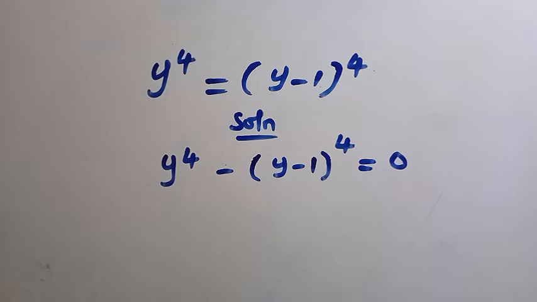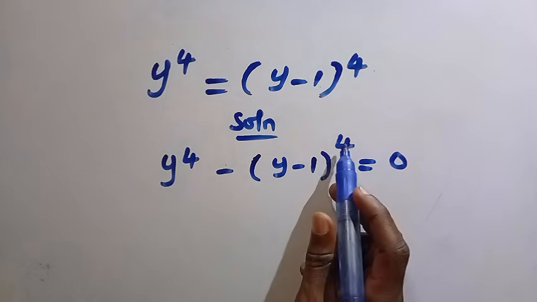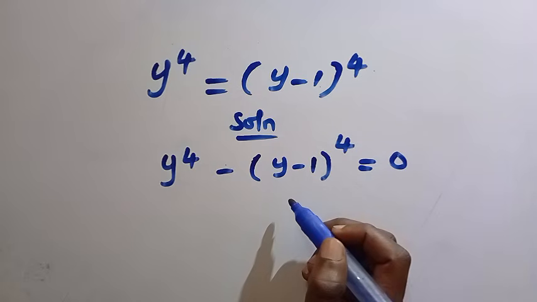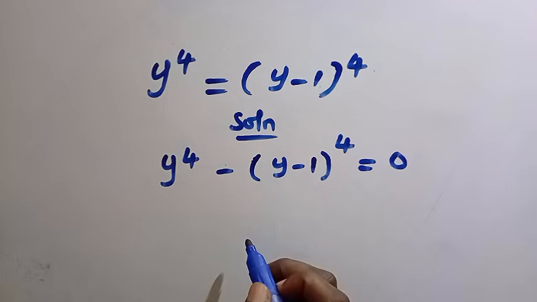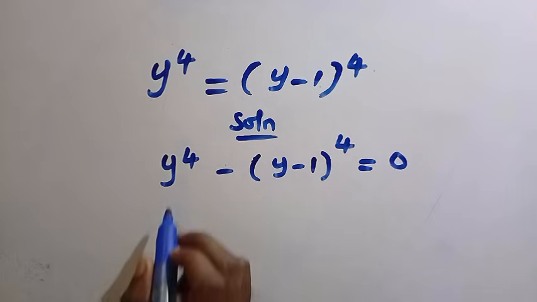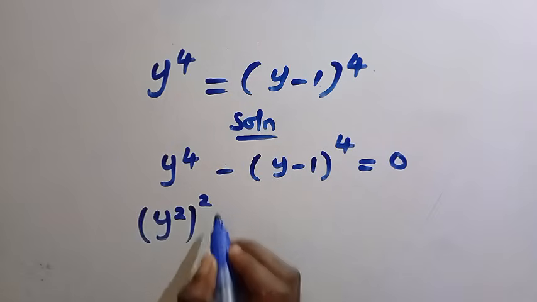Then after getting this, there are different ways we can solve this. I'm going to be applying the difference of two squares method, and you can still apply the method of expanding (y minus 1) to the power of 4. We still get the same thing, but making use of difference of two squares will make this work very simple. And how can we achieve that? If I write this as y raised to the power 2, then all raised to the power 2.